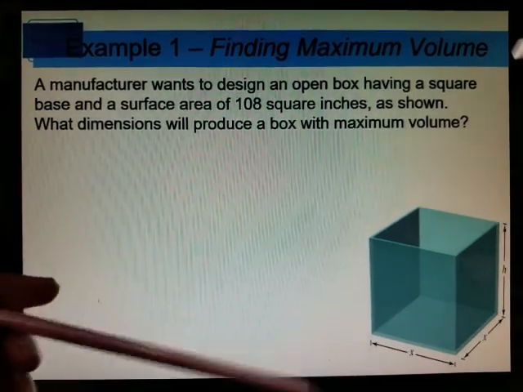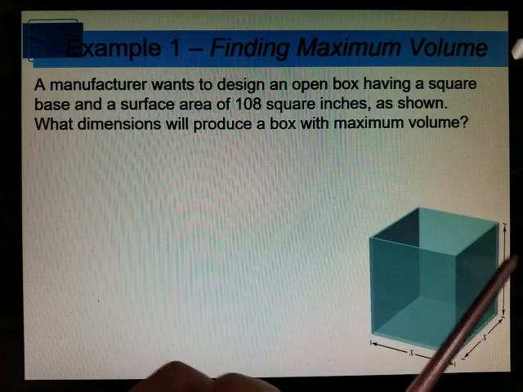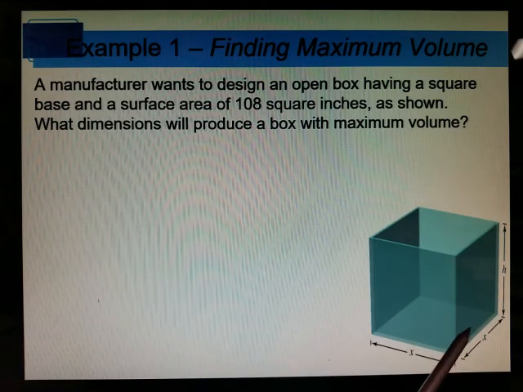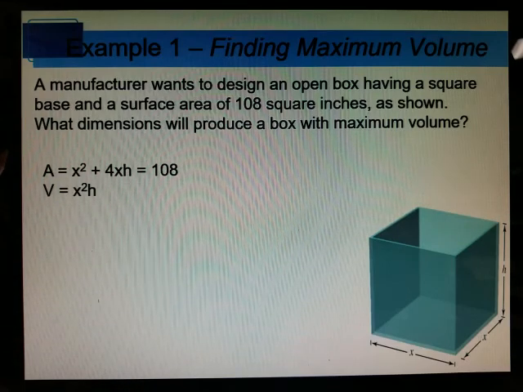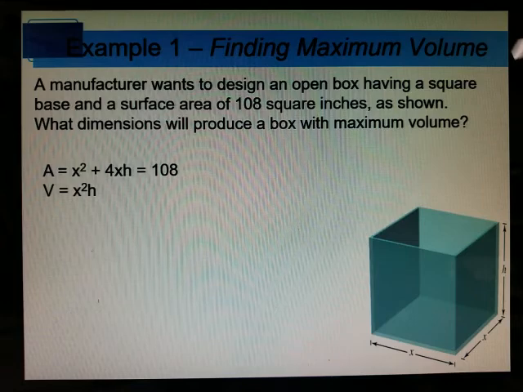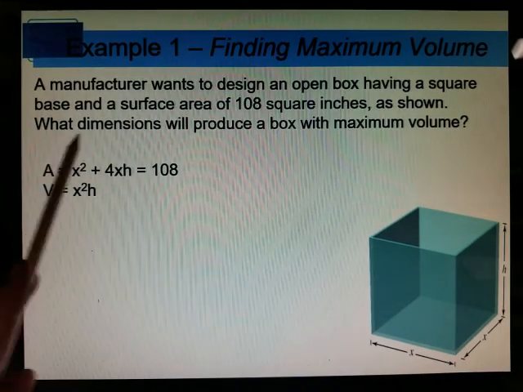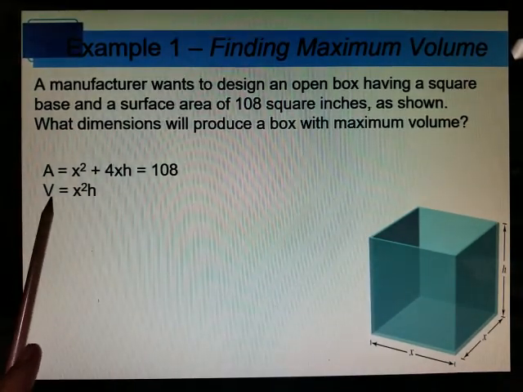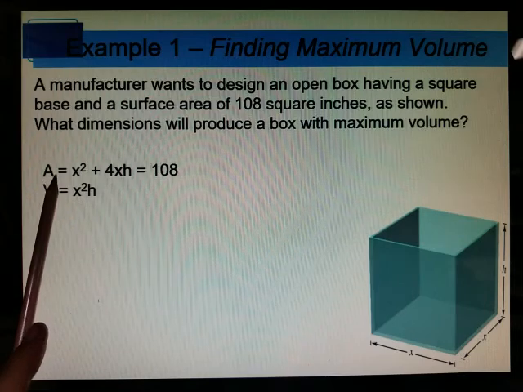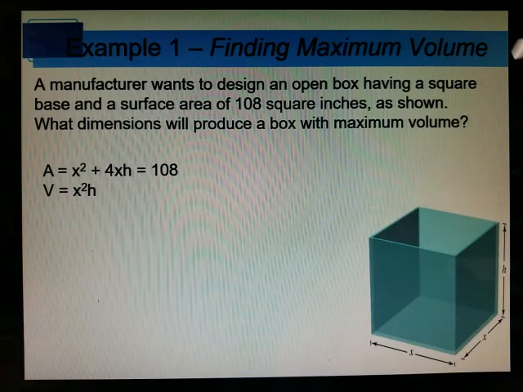So with this picture, the way it's drawn, the area of the base would be x squared. The area of this face over here on the right would be x times h, and I have 4 of those going around the sides. So we were talking about the area, and we're talking about the volume in the story. Again, it's a no lid. We know the surface area is 108, and we want a maximum volume. So I do know I need a volume formula. I am given the area, so I went ahead and went with an area formula as well. x squared plus 4xh equals 108.